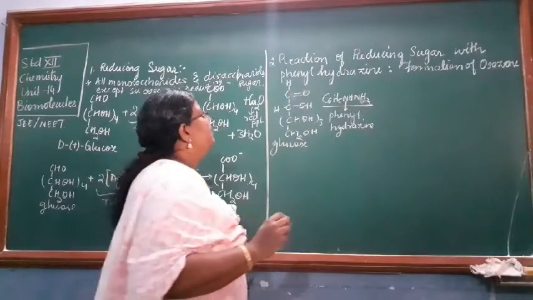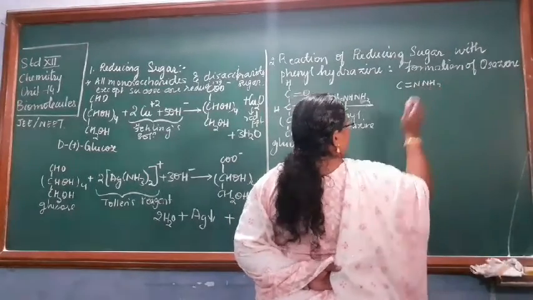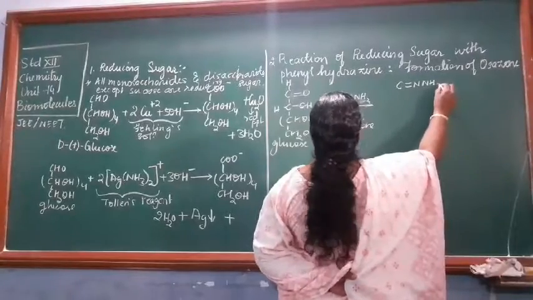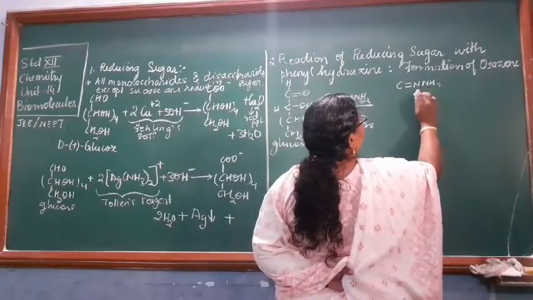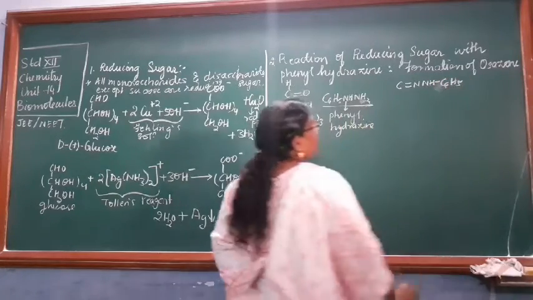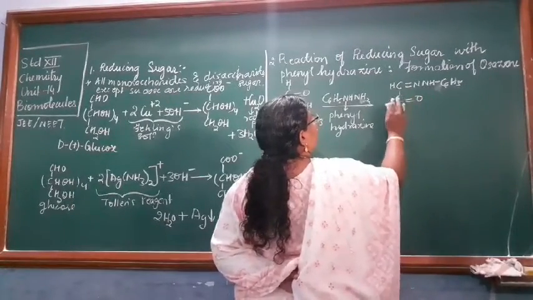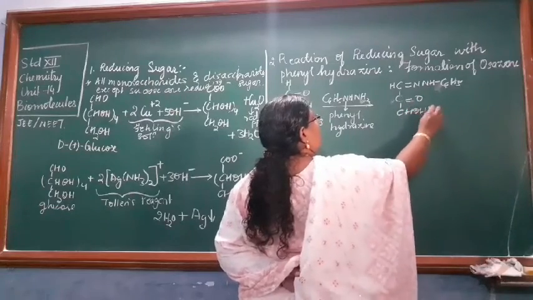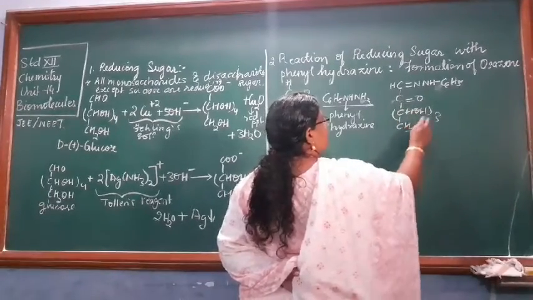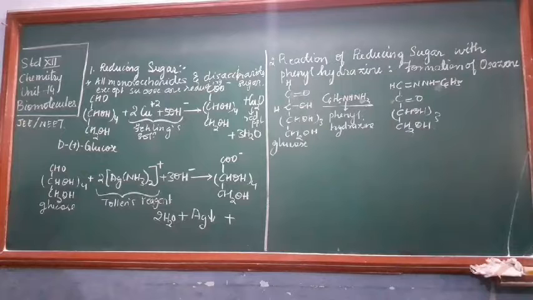ठीक है. So here C double bond N NH C6H5. Okay, then you have C double bond O and CHOH thrice with CH2OH. Are you understanding? So there is a reaction taking place between phenyl hydrazine and the glucose molecule.